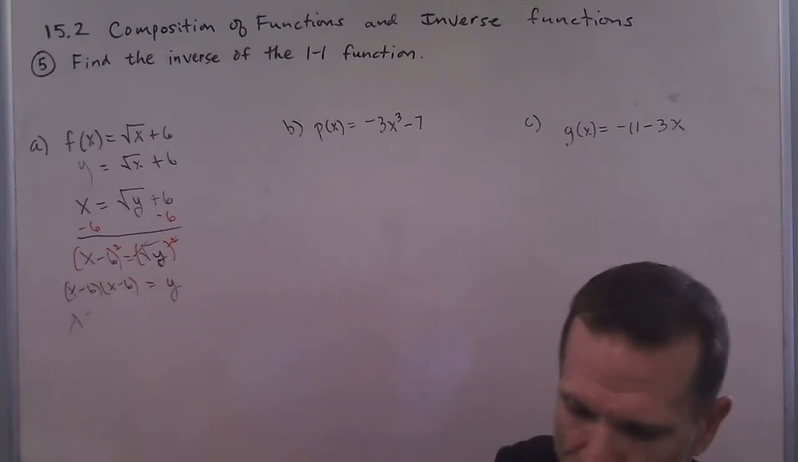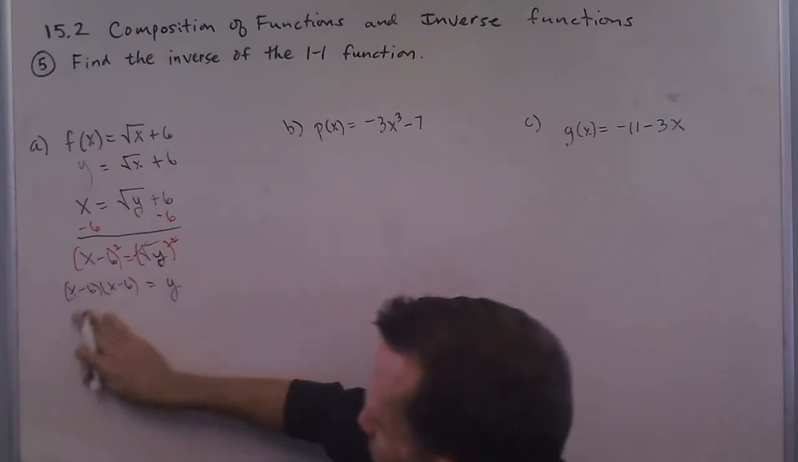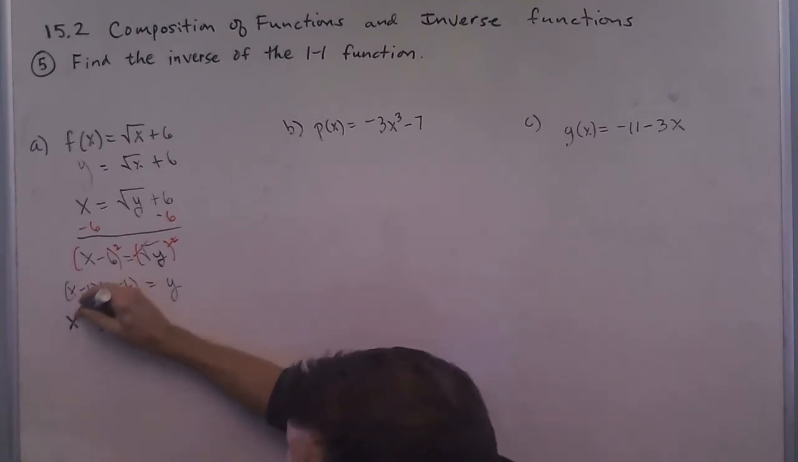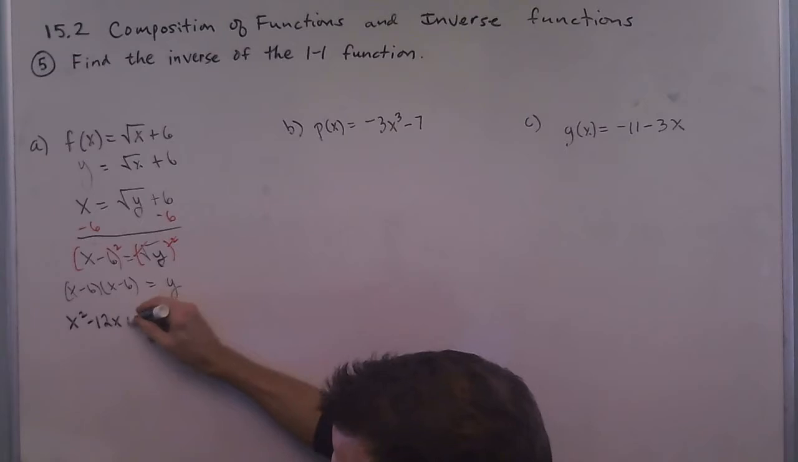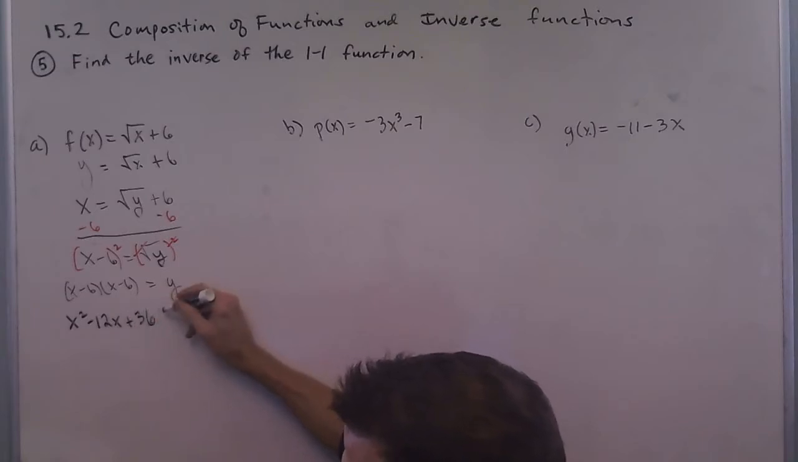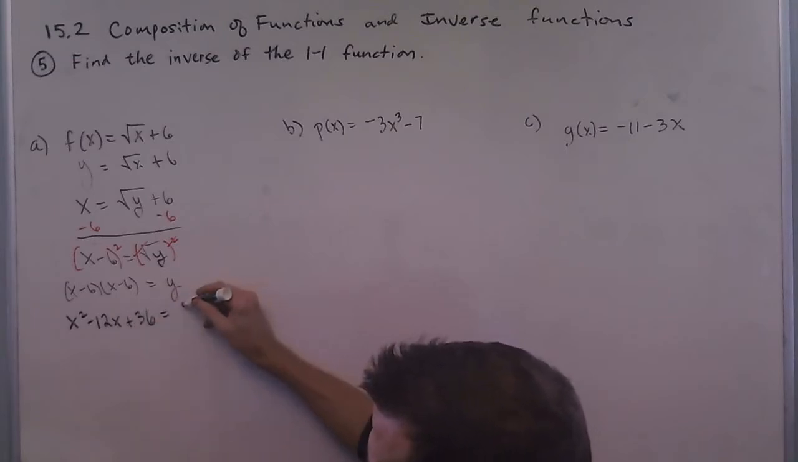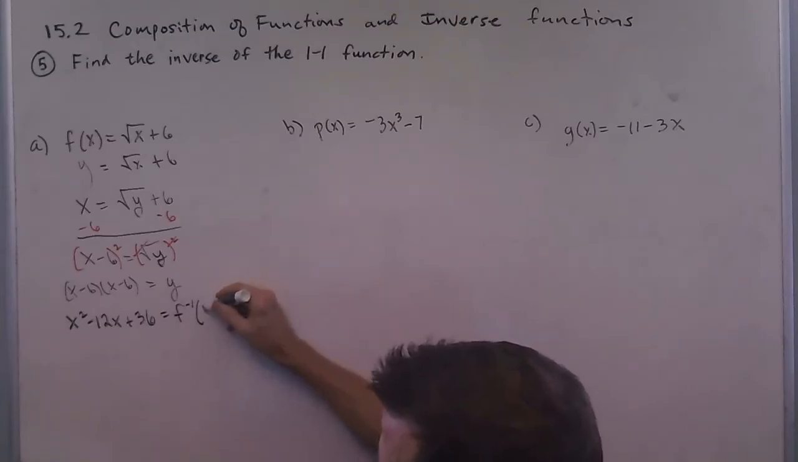minus 12x. My pens are kind of dying on me here. Let's see if this one works a little better. x squared minus 12x plus 36 equals the inverse of f of x.